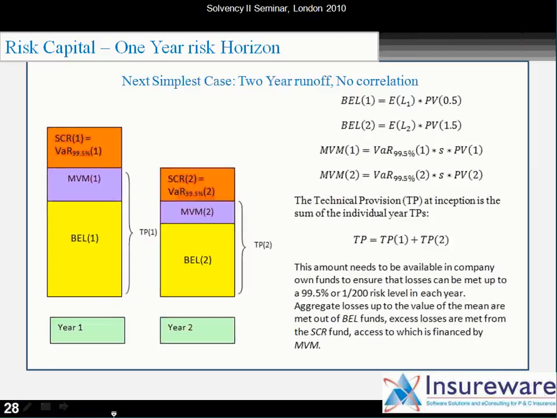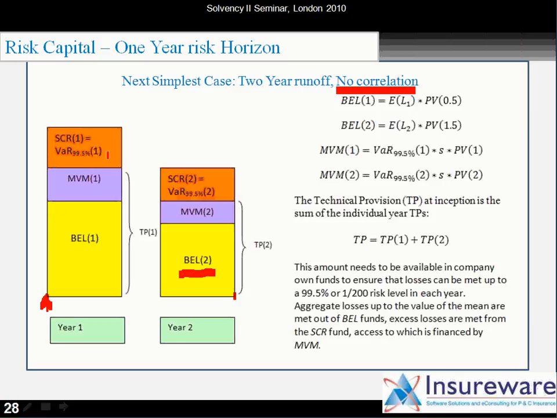Now, next simple case is 2-year runoff, and we assume there are no correlations between the years. Well, that's pretty straightforward. In year 1, you have a BEL, the mean, a market value margin, the risk capital. The years are not correlated. In year 2, you also have a mean, which you discount to inception. You've got a market value margin, which you don't have to pay until the end of the second year, so you discount that by 2 years, and you have the risk capital that you actually raise at the beginning of the second year. So at the beginning of the first year, you raise this risk capital.